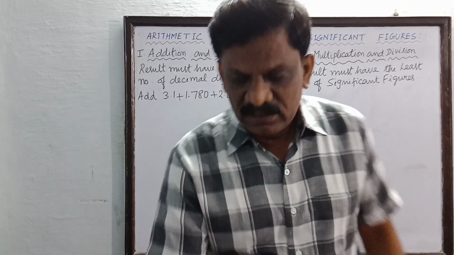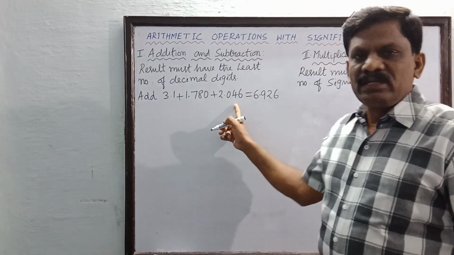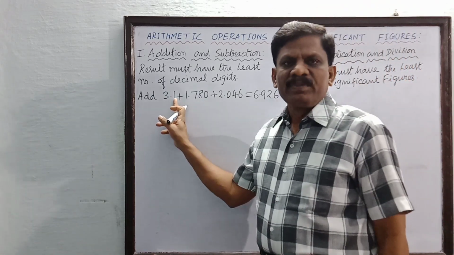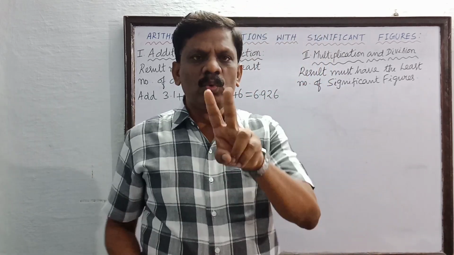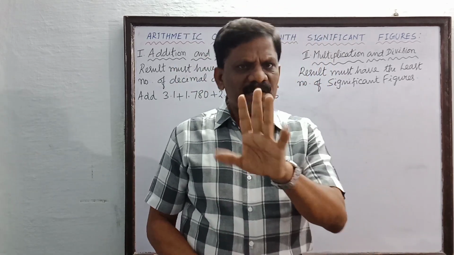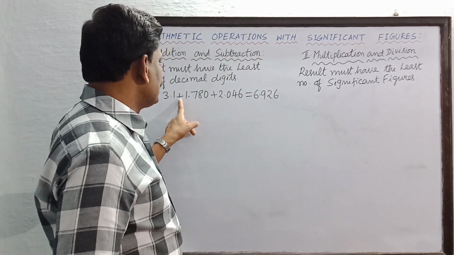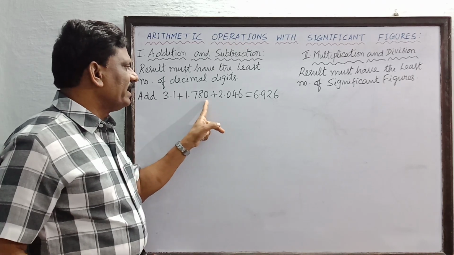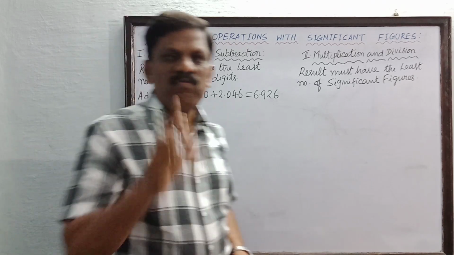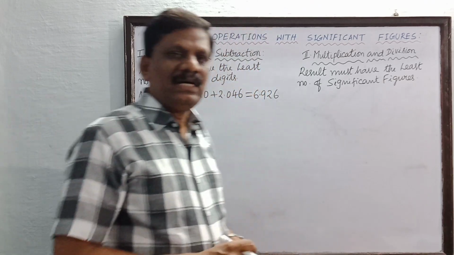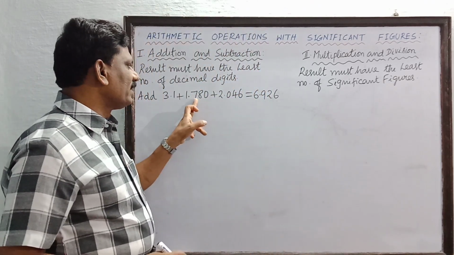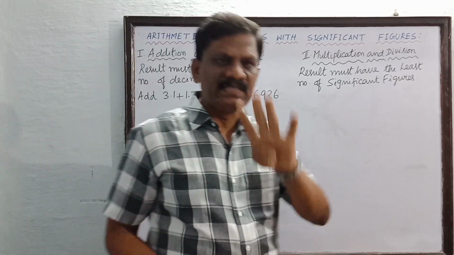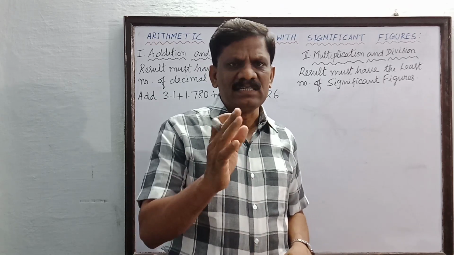Okay students, so how many numbers we have added? 3 numbers we have added. What is the first number? 3.1. This number is having two significant figures, and it is having only one decimal digit. The second number 1.780 is having 4 significant figures, but 3 decimal digits. And the third number 2.046 is having 4 significant figures, but only 3 decimal digits.